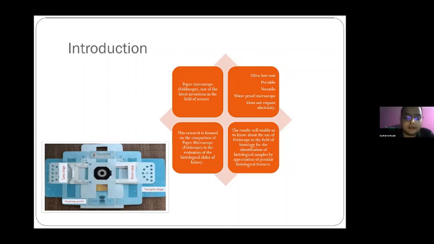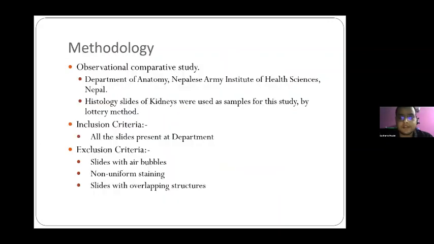The research is focused on the comparison of the usefulness of the paper microscope in the identification of the histological features of the kidney. We compared it by observing the slides of the kidney under the foldscope, and by observing the slides of the kidney under the conventional microscope, that is the laboratory microscope that we use regularly in our anatomy or histological lab. And what was our presumption? That the result would enable us to know about the use of the foldscope in the field of histology for the identification of the histological features of kidneys.